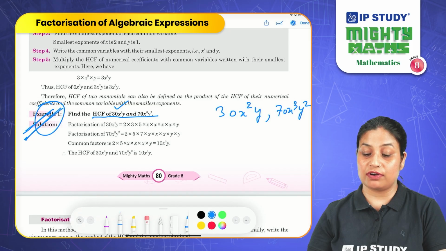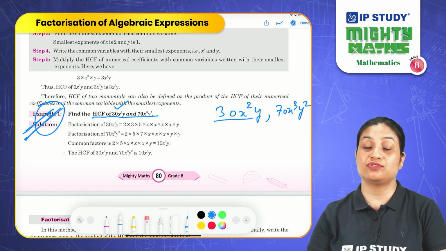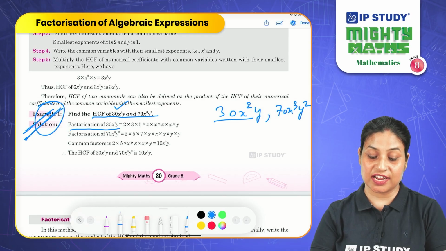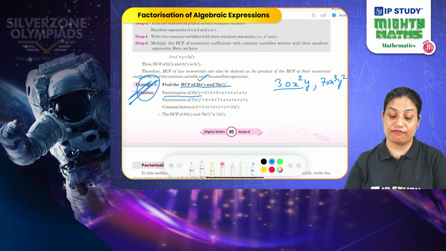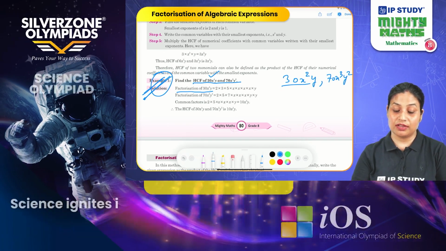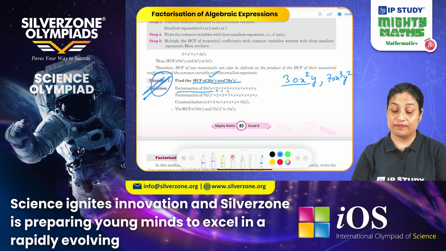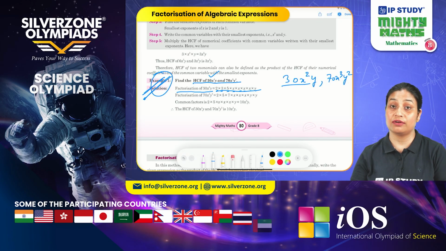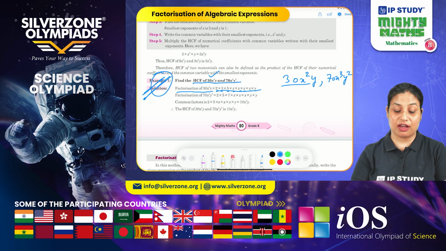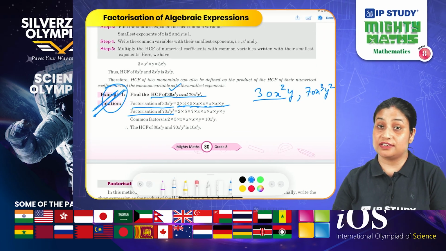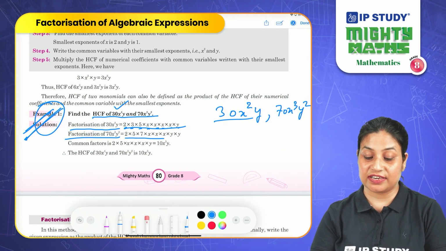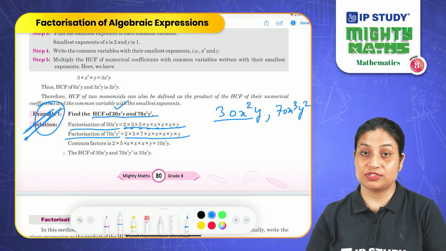So, first of all, write down the factors of these two monomials separately, right? So, let's do it together. Let's factorize 30 x raised to the power of 4 y. So, the factors are 2, 3, 5, x, y, right? These are the factors of 30 x raised to the power 4 y. In the same way, you have to factorize 70 x cube y square. When you factorize it, you will get these factors. These two steps are done.